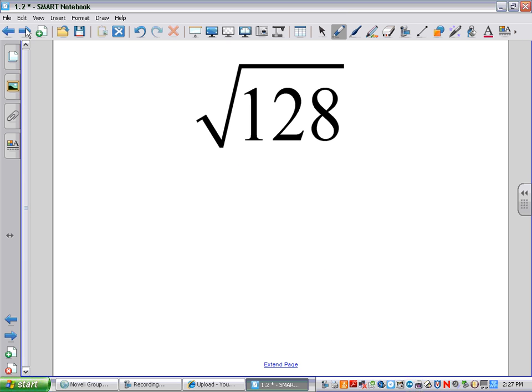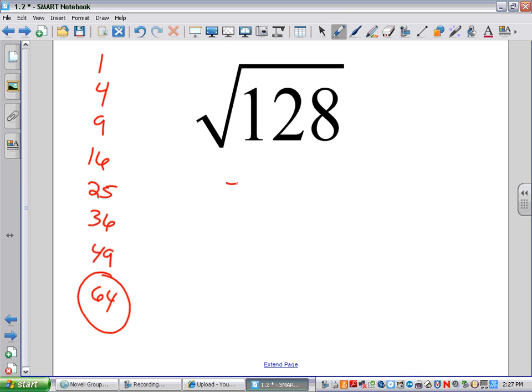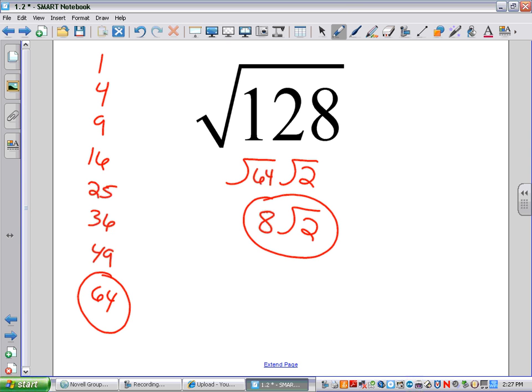The second one, 128. Let's write my list here. 1, 4, 9, 16, 25, 36, 49, 64. I think 64 is going to be the biggest one. 64 times 2. So square root of 64, square root of 2. 64 times 2 makes 128. And then square root of 64 is a regular 8 with the square root of 2. There it is simplified.